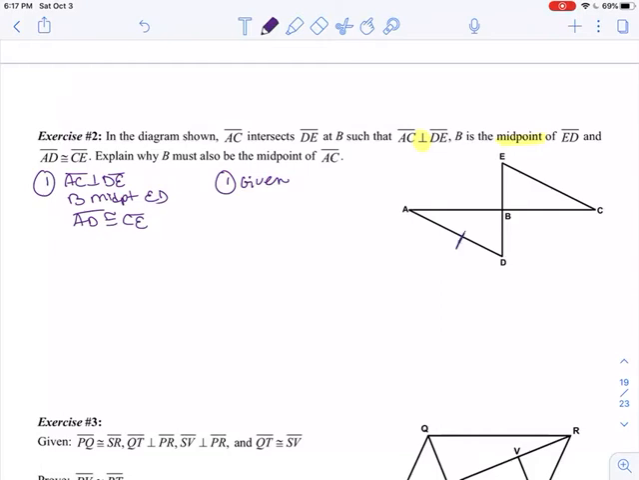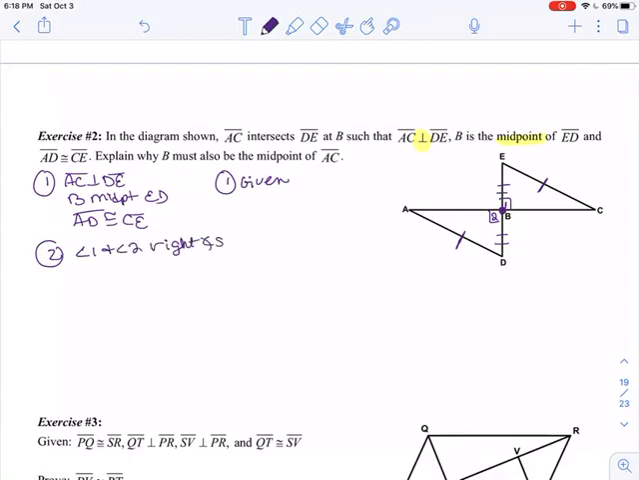There's a lot of given. All right, so let's mark. AD is congruent to CE. B is the midpoint of ED, so B is the midpoint of ED. It cuts ED in half. And AC is perpendicular to DE, so these two lines are perpendicular, which makes those right angles.